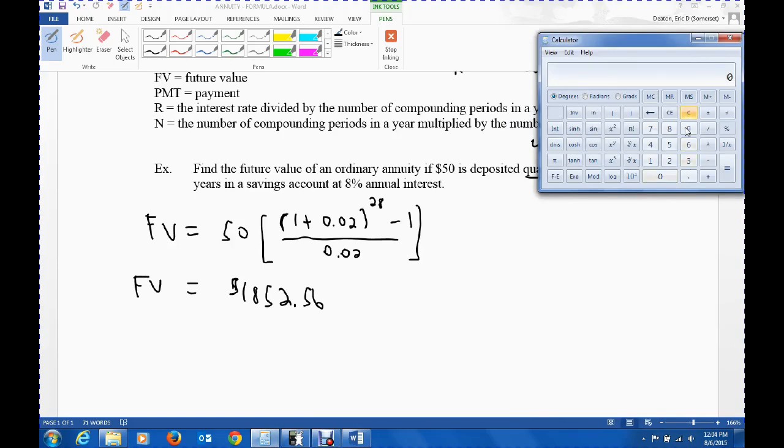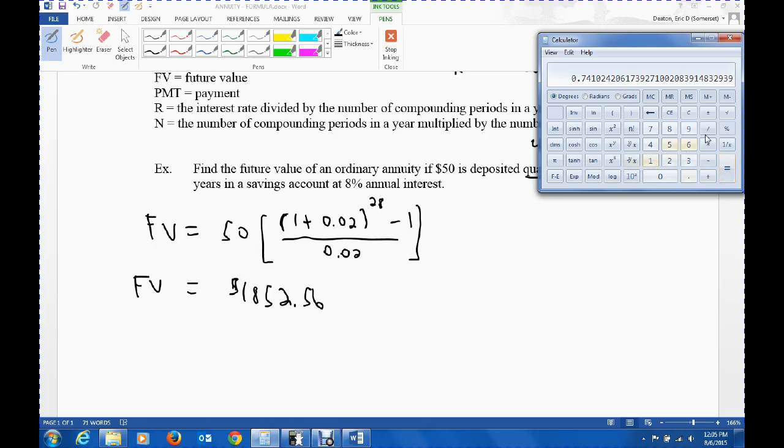Now here's what I would do. I would definitely do inside parentheses, so it would be 1 plus 0.02 equals. I'm going to raise that to the 28th power. So this is your exponent key. Raise to the 28th power equals. And the reason why I'm doing the parentheses first is because the order of operations says you do inside the brackets first. Inside the brackets we have parentheses, so I do inside the parentheses first, and then I do the exponent, and then I subtract the 1 because that's my numerator.